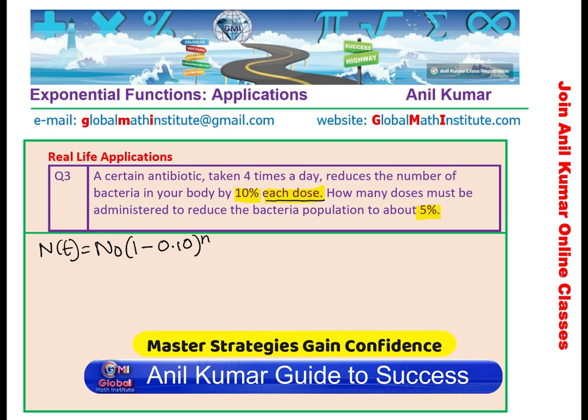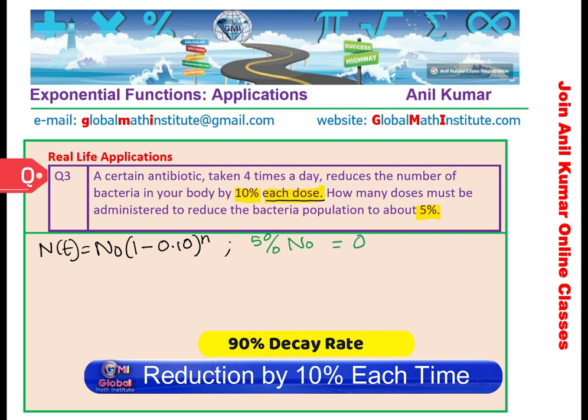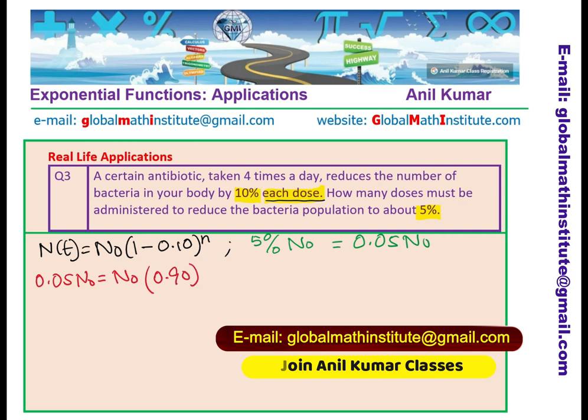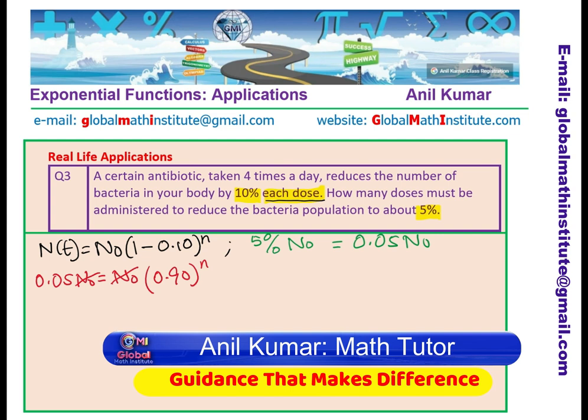Okay, so we want 5% of the initial population. What does it mean? 5% of initial population, which is basically 0.05 of n0, correct? So we want to find n when that is the final number of bacteria left. So let's put this: 0.05 times the initial population equals the initial population times 0.90 to the power of n. Get the idea? The initial population gets cancelled. In many of these questions, you need not be given the starting points.